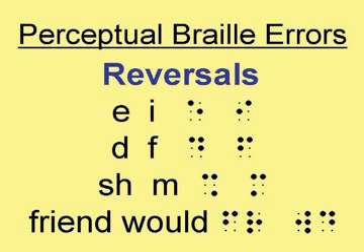Braille reversals occur when the student reads one cell or group of cells as the mirror image of the cell or cells. Examples of this are reading the letter E for the letter I, D for F, SH sign for M, friend FR for wood WD.